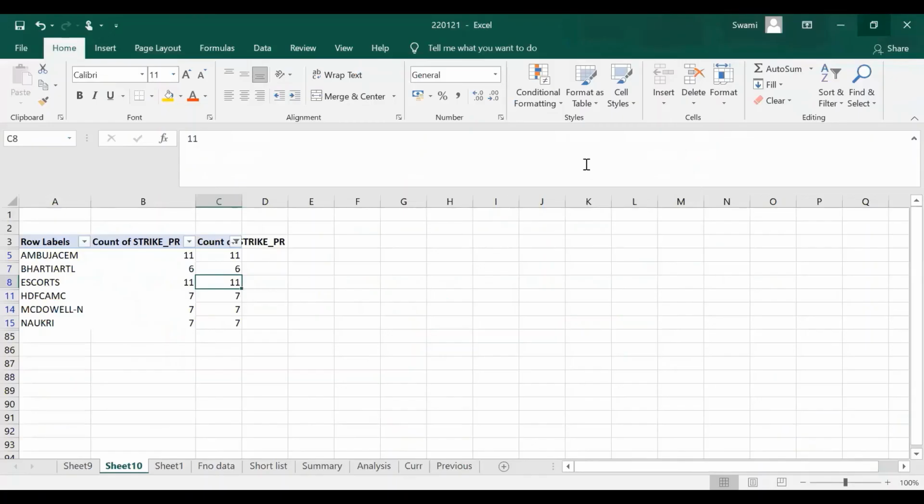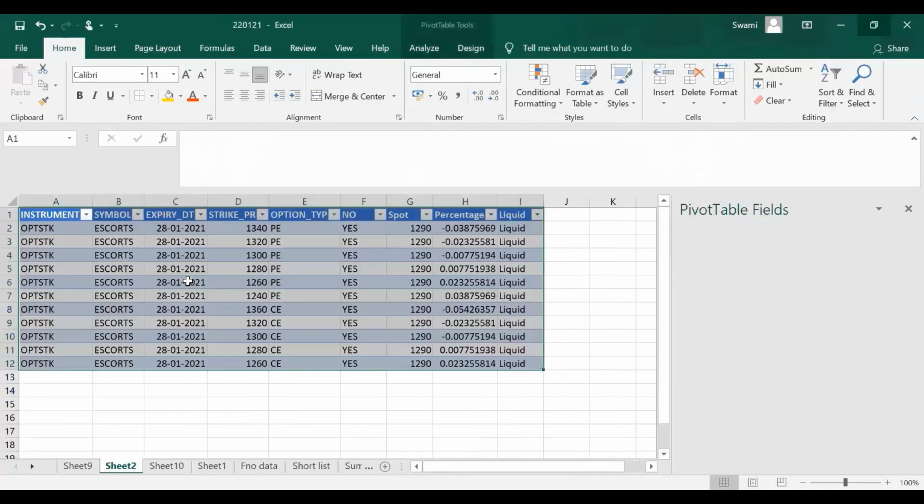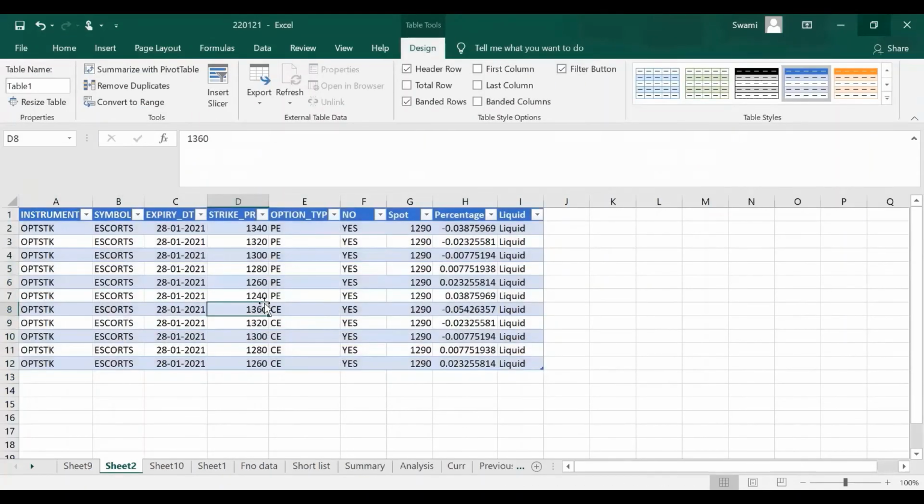So what I'll do after this is go and check which are the highly traded individual items in the options. We have got 1,340 puts, 1,320 puts, 1,300 puts, 1,280 puts, 1,260 puts, 1,240 puts. So these are all highly traded, aggressively written.